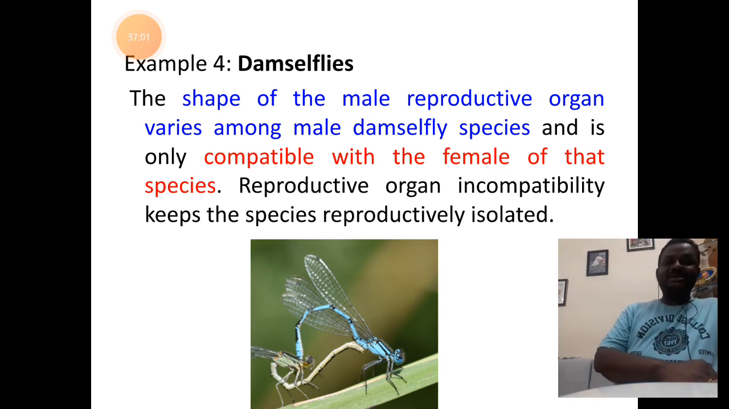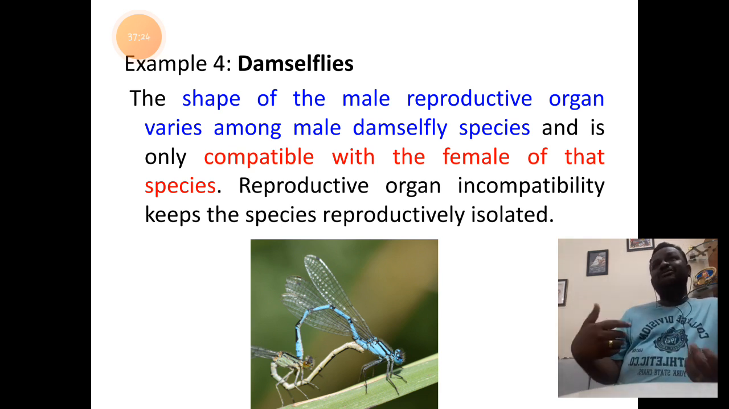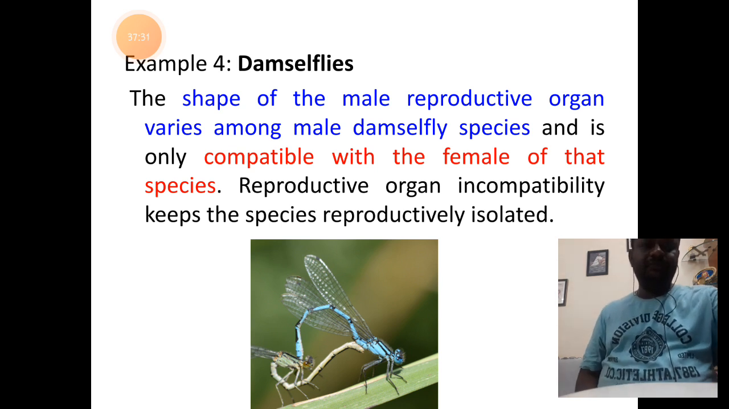The fourth example is damselflies, a dragonfly variety. Here, the shape of the male reproductive organ varies between species of damselflies, so that the compatible female species are allowed to mate, and the incompatible ones are not given a chance for mating at all. So it's reproductive isolation.